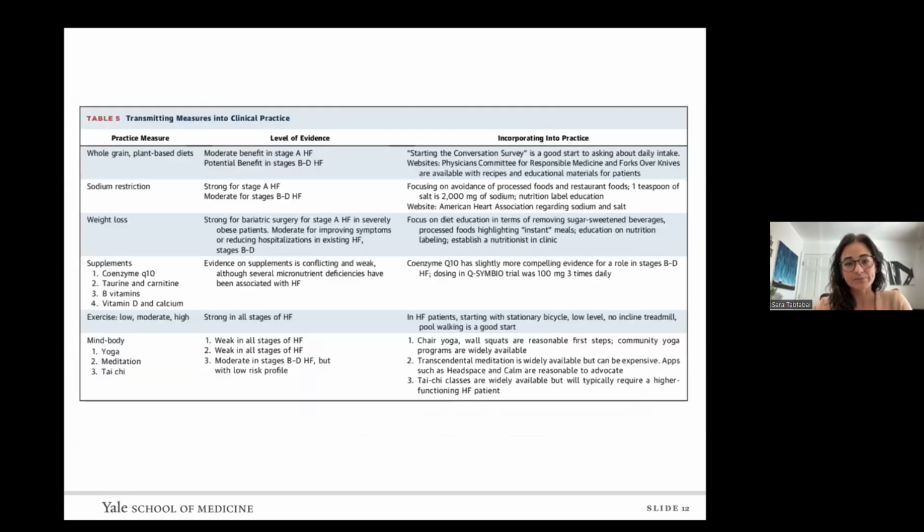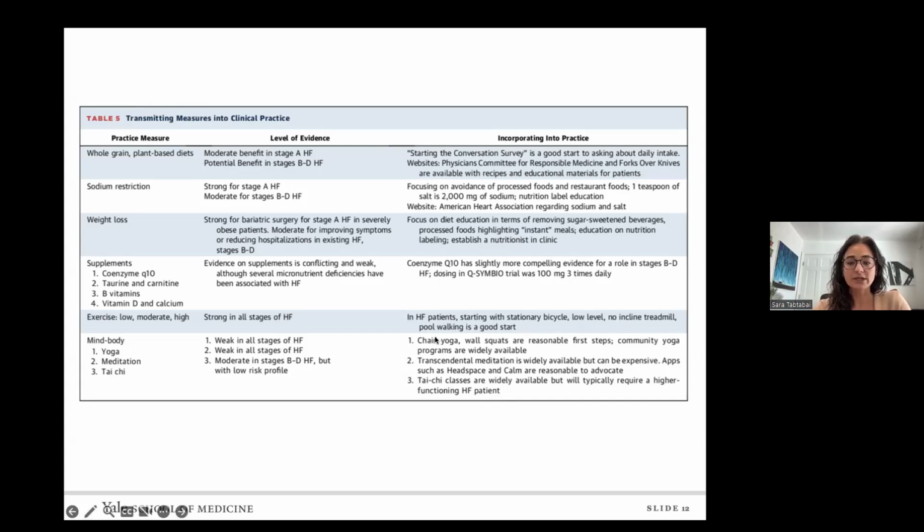high level of fitness. This is a nice chart from that same lifestyle document that talks about translating some of these recommendations into clinical practice. So if you look along the left-hand panel, some of these things that we mentioned, specifically weight loss, tells you here what the level of evidence is, and then some suggestions on how to incorporate that into practice. For example, the exercise piece that we looked at, so here, exercise, low, moderate, or high, there's a strong level of evidence in all stages of heart failure. And then as far as incorporating into practice in heart failure patients, starting with stationary bicycle, low level and no incline treadmill, and pool walking is a good start.